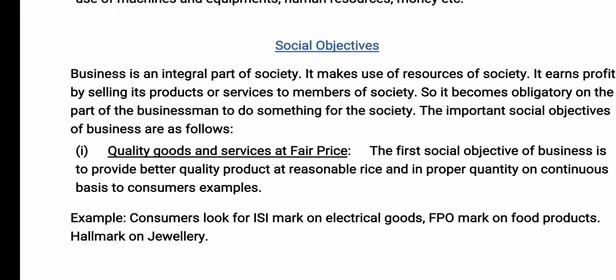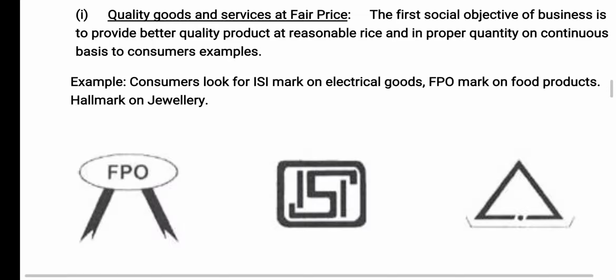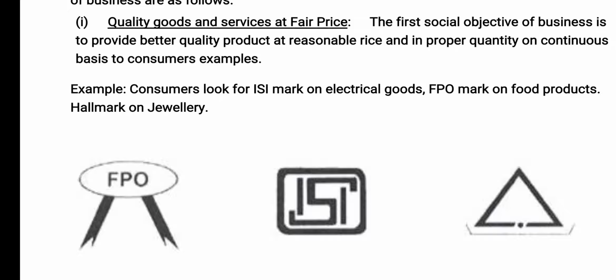So what you can do for the society, first of all, from a business point of view, you should produce good quality products and services at fair prices. The first social objective of business is to provide better quality products at reasonable prices and in proper quantity, so that continuity remains and the public is also satisfied by the product which you have made. You can take some examples, like consumers look for the ISI mark, which is generally for electrical goods, then the FPO mark on food products, and the hallmark on jewelry.